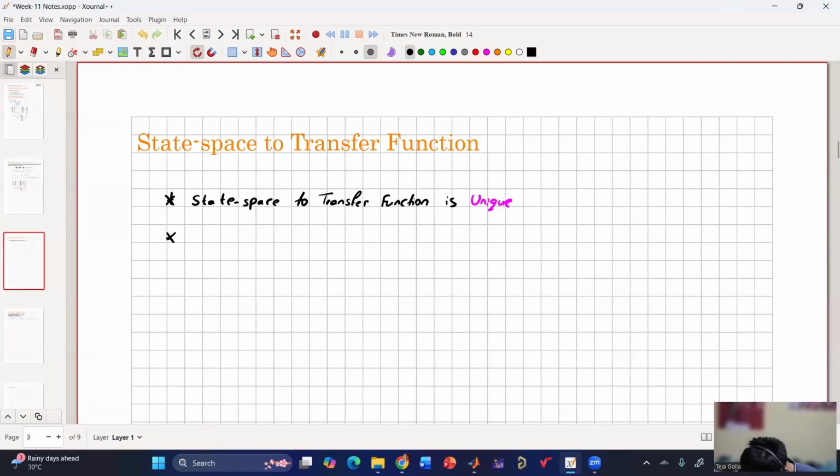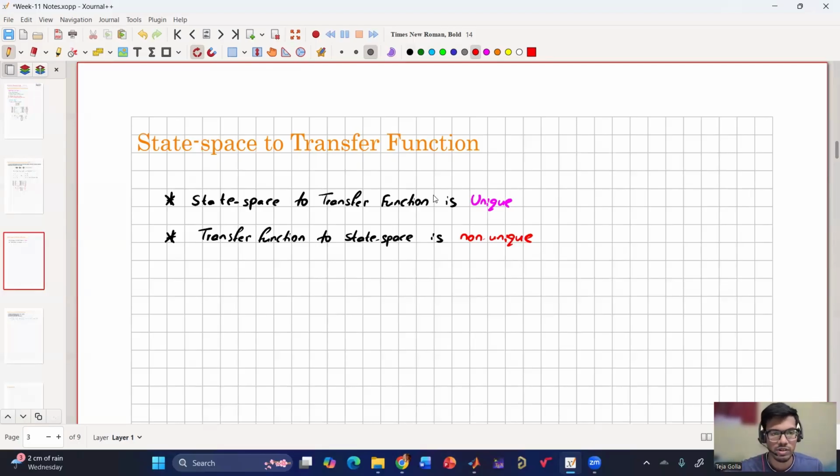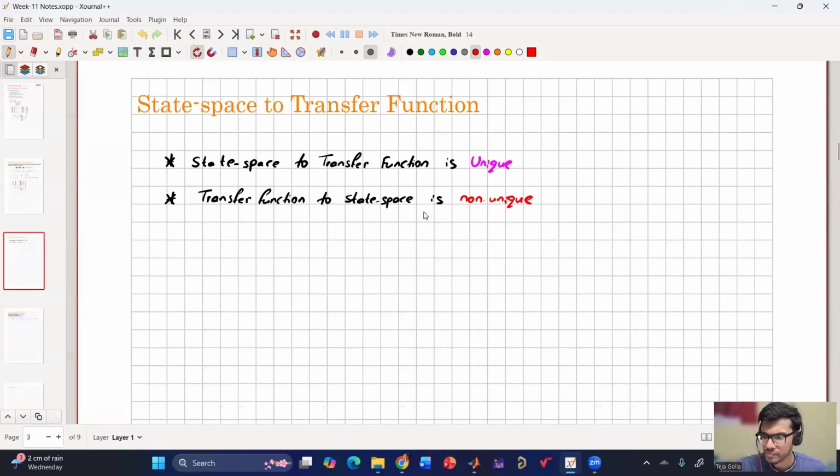However, transfer function to state space is not unique, so it can have multiple solutions, and we'll also see a few of them today. Transfer function to state space is non-unique. Currently we are discussing the first one, state space to transfer function, and then we'll see whether we are getting the transfer function or not.